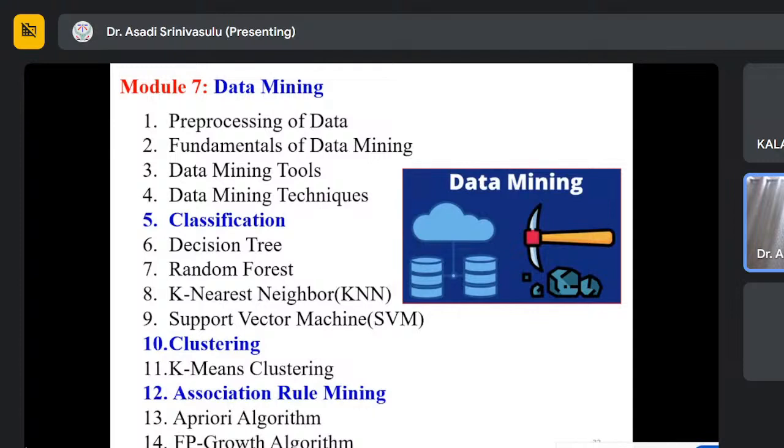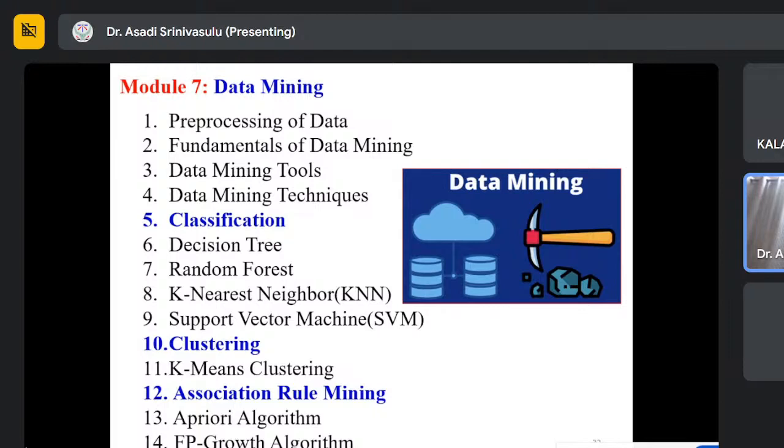In association rule mining, I would like to give you a small story. Han and Kamber developed one textbook called Data Warehousing and Data Mining. They were pursuing their master's and PhD at Stanford University. They collected 10 years of old legacy data and kept it in the server. They applied association rule mining techniques like the Apriori algorithm and FP-growth algorithm in order to find frequent pattern items. So here is a small story.